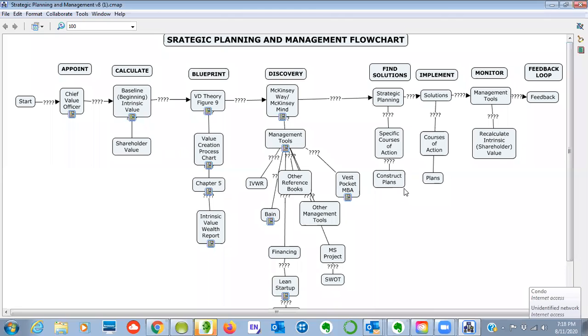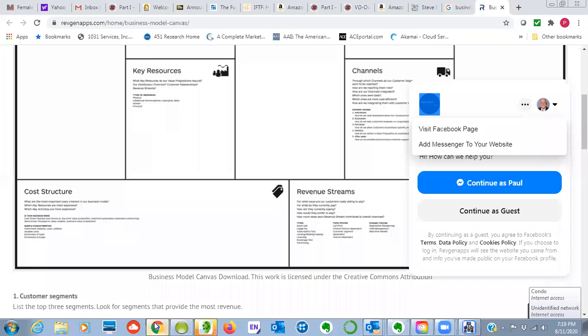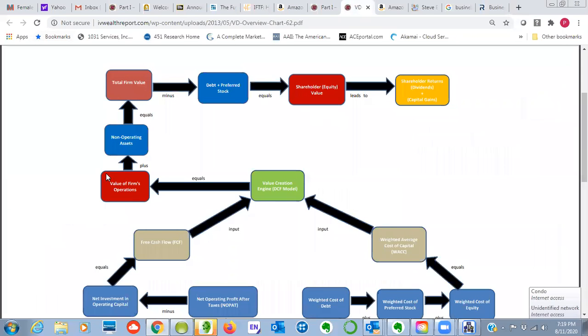Anyway, you use all the tools that you have to monitor what's going on, and then you have the feedback loop. As you monitor and see how things are going, you have to feed back into the various stages here and make modifications. But never lose sight of what your ultimate goal is, which is to create that intrinsic value.